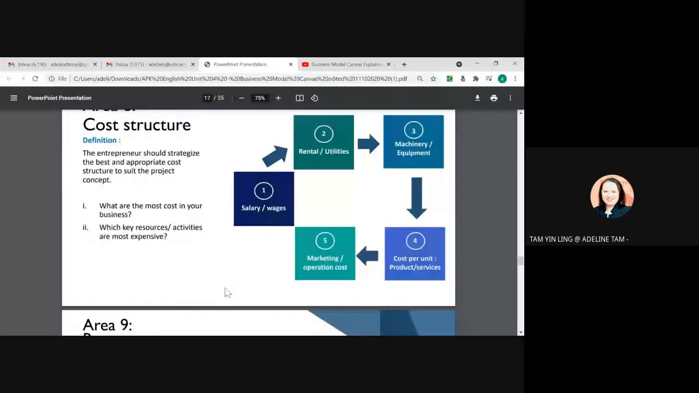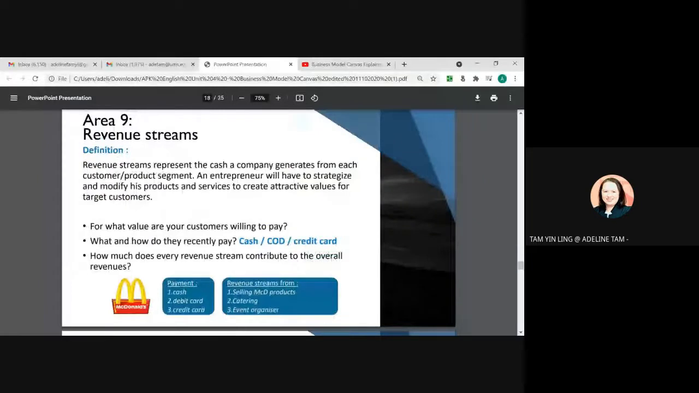And last, number nine is revenue streams. Revenue, so from where you can get your payment. Normally for revenue streams, there are three questions that we ask. First, what value are your customers paying for? Like for example, McD here, people are paying not only for the food. Before the pandemic, you could see some parents purposely bring their kids to McD just because McD provides a playground for the kids to play.